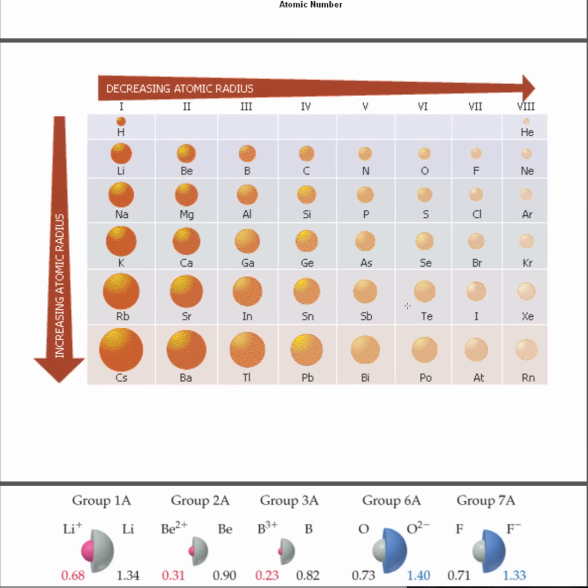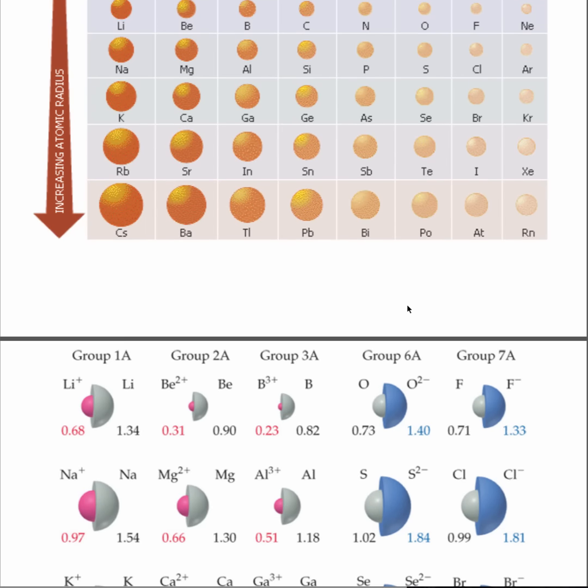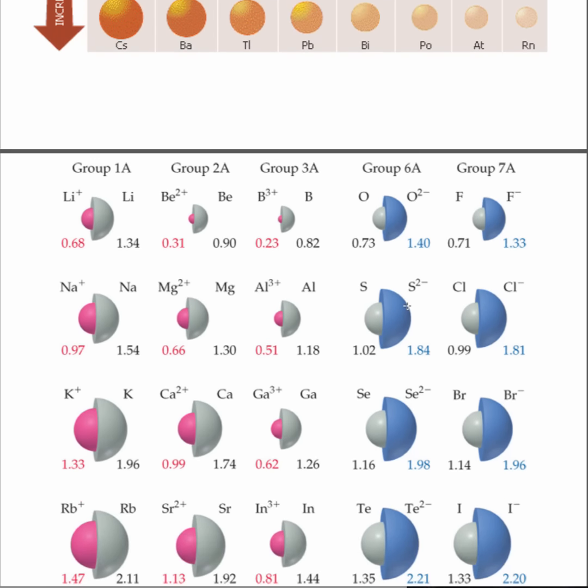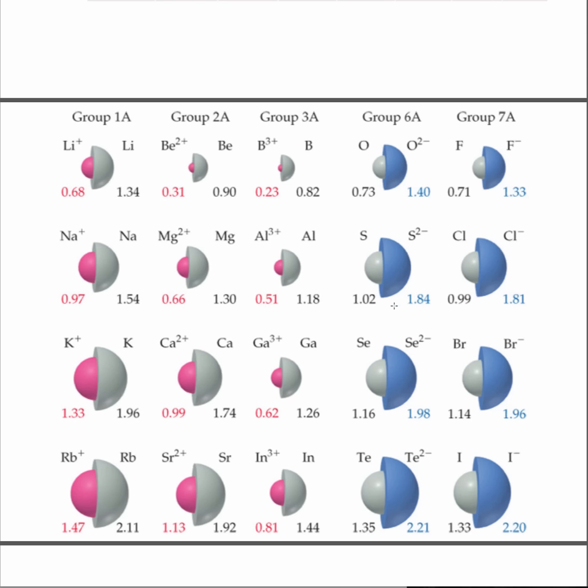Again, top to bottom, the atom gets bigger. Left to right, the atom gets smaller because it's pulled into a smaller sphere by the increased number of protons in the nucleus. So if that's true, what happens to the ions of those atoms in terms of size? Well, first of all, there's an important difference between a positive ion and a negative ion. A positive ion has lost electrons, so it actually gets smaller. Those electrons are negatively charged, so when they get removed from an atom, the atom gets smaller.